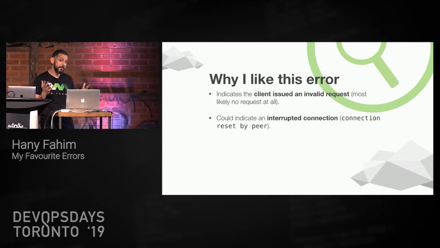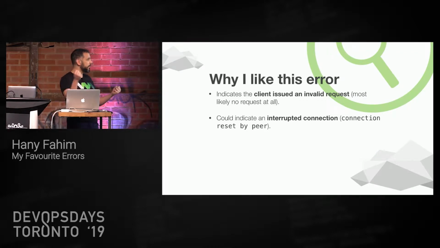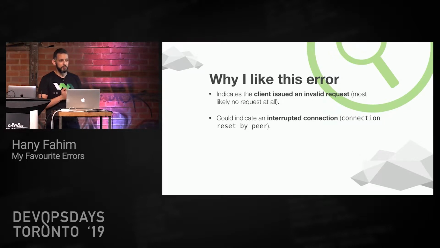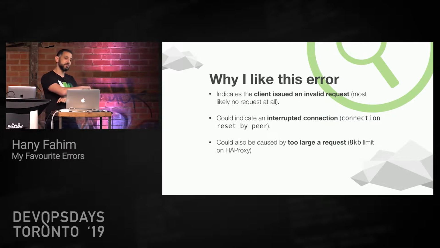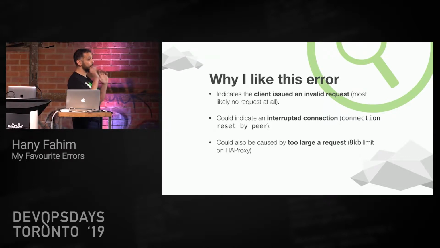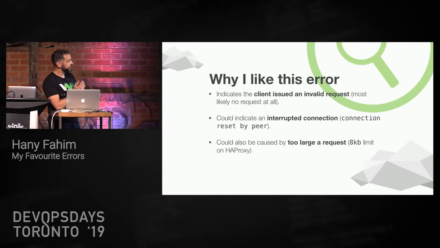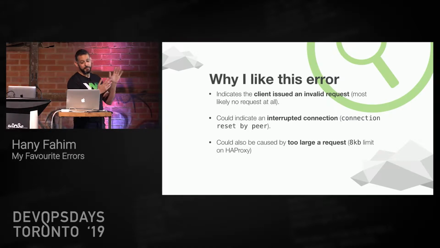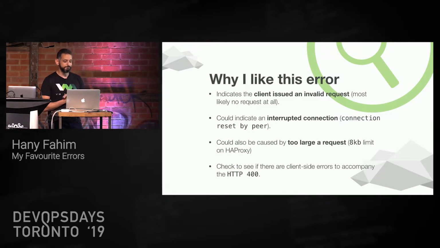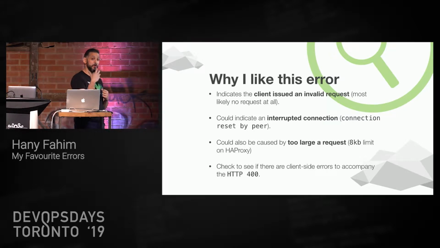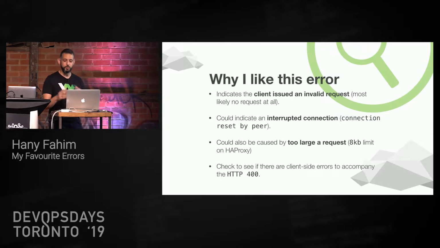It could be due to an interrupted connection. Somewhere between you and the proxy, someone cuts off a connection. The client may report a connection reset by peer, and then the server will record a 400. It can happen for the opposite case as well. Instead of sending nothing, you can send something way too big in your request cycle. For example, HAProxy has an 8 kilobyte limit, which is way more than you need to send any kind of request, but if you do hit that limit, you get a 400. Usually, I like to see if there are any client-side errors to accompany the 400 to see what's going on.